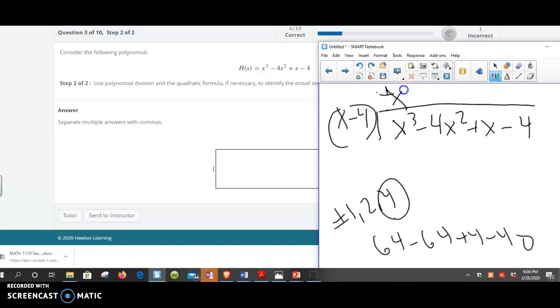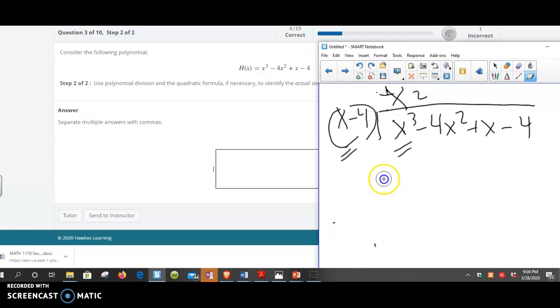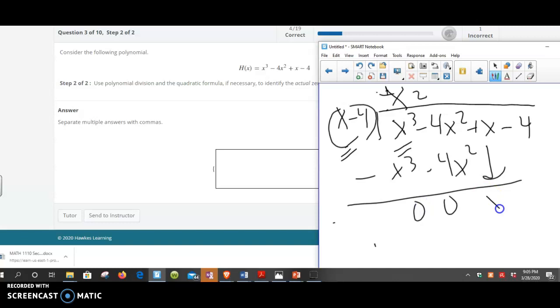So if I do that, I'm going to have an x up there, and then I multiply down. x into x to the third is x squared. So you multiply x squared down. And if you do that, you're going to get x to the third minus 4x squared. And if you subtract those, you're going to get 0 here. You bring down, you're going to get 0, 0. You're going to get x minus 4. And then you divide that in there.